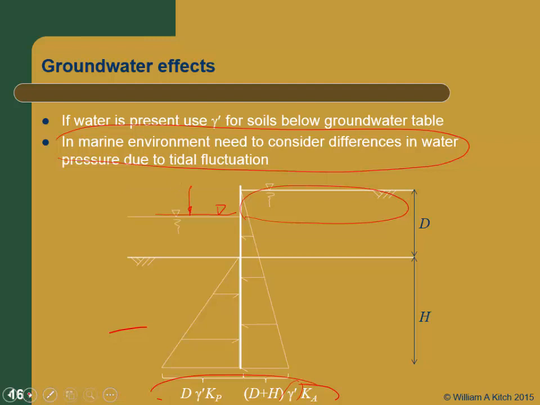And then if you have a permanent difference on both sides, you need to draw a flow net, and you need to use the water pressures that are actually going to be generated from the flow conditions. So, yes?